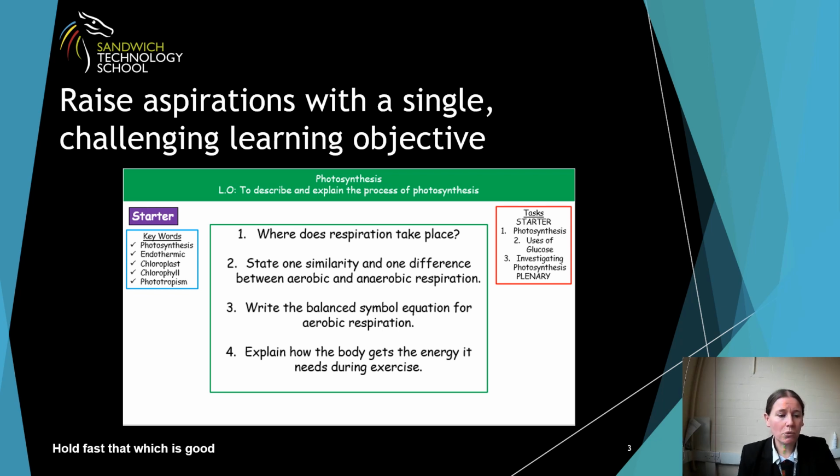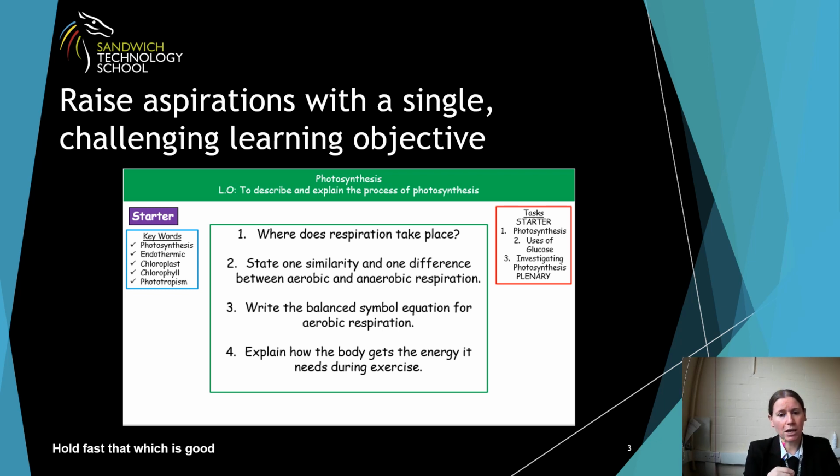So this is where we're obviously going to have to think about the approaches we take. Do we need to put some additional support in for those students that are maybe going to find this more challenging, to get them to that end point? At the end of the day, they can all get there. We just need to find ways to help them to do that. The key thing is having that single challenging learning objective to start those lessons off with the right message to our students.